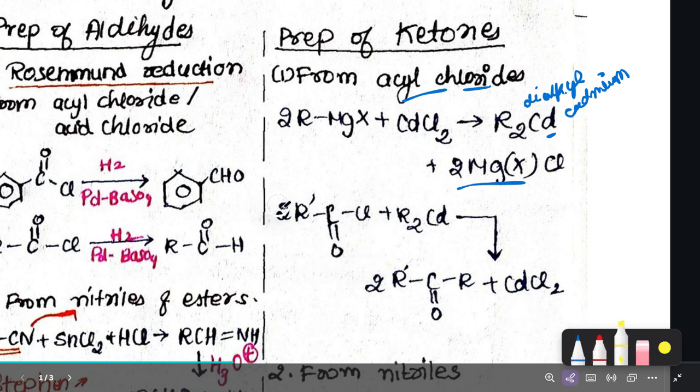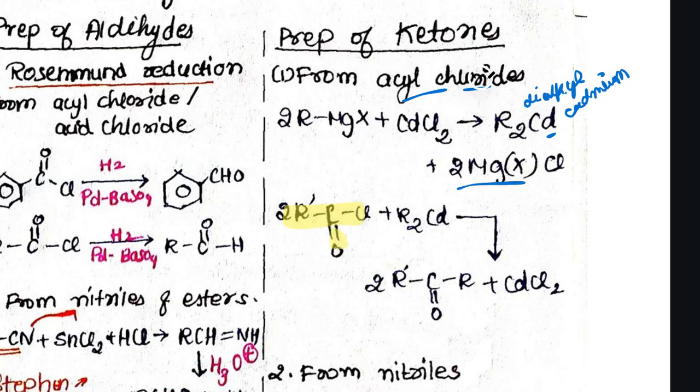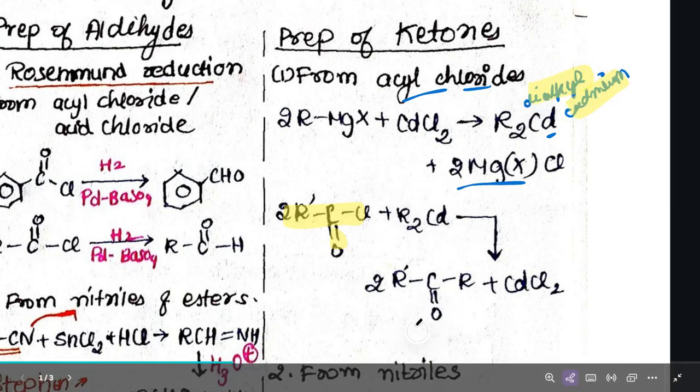So better I highlight it. Yeah. So we have this acyl chloride plus R2Cd, that is our dialkyl cadmium. Okay, it will give us our ketonic group, which is, as you can see, R-C double bond O-R plus CdCl2. We also got the thing which we gave previously, right?